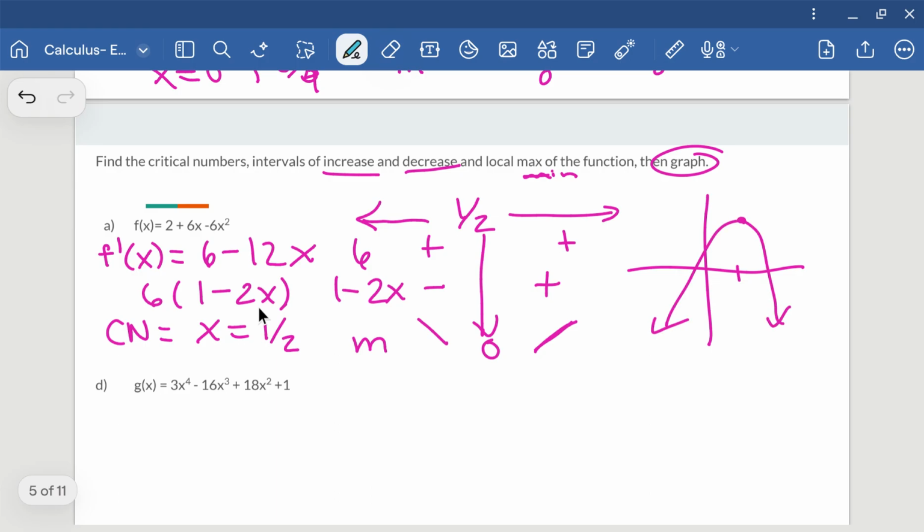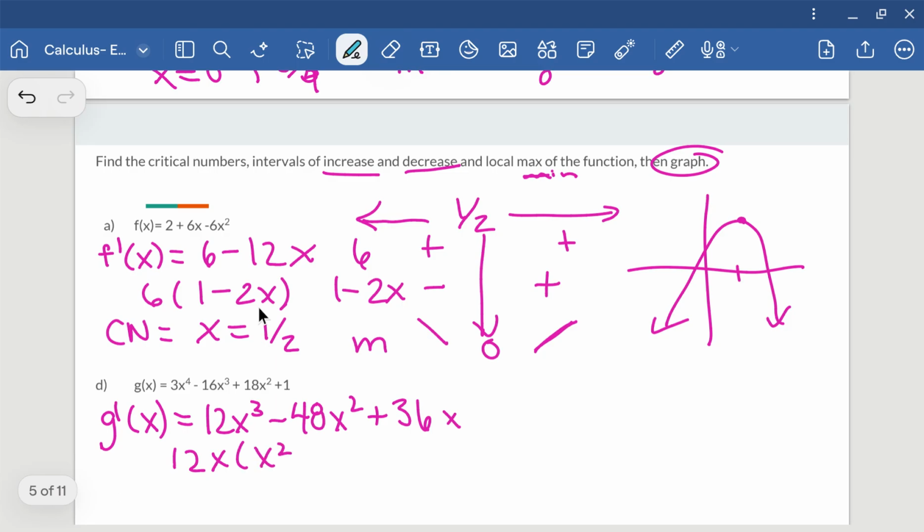Okay, so our next one, again, finding your first derivative. We have 12x to the power 3 minus 48x squared plus 36x. We can take out a 12x from each term, and you have x squared minus 4x plus 3. And then lastly, factor a little bit further, and you will have x minus 3 times x minus 1.